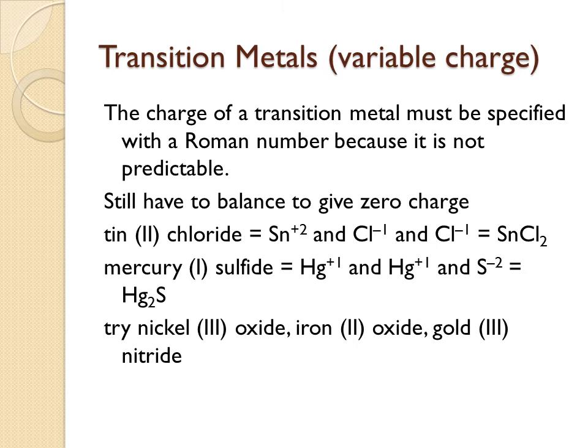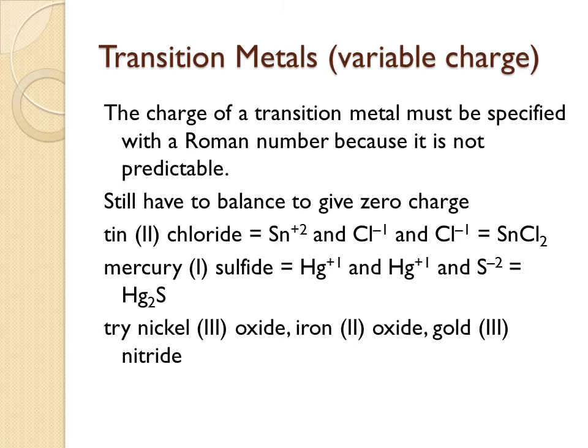All right, so the next tables are dealing with transition elements, which can have more than one type of charge. Since they're not predictable, we have to specify which one we're talking about with a Roman numeral. And we still have to balance to give a 0 charge like we were doing with the other compounds. For example, tin(II) chloride: tin can form a +2 or a +4. Since we called it tin(II) chloride, we're specifying the tin +2. Chloride is always -1, so we need 2 of those to balance. The formula for tin(II) chloride would be SnCl2.